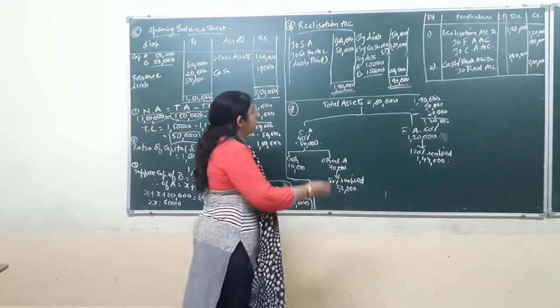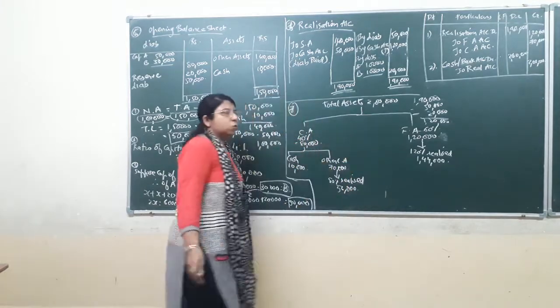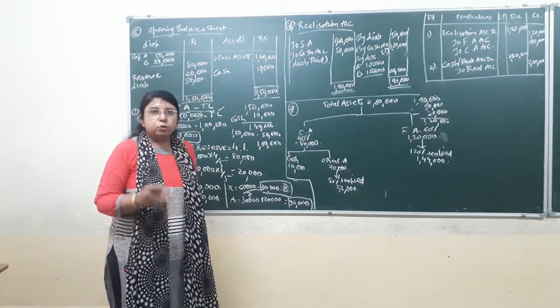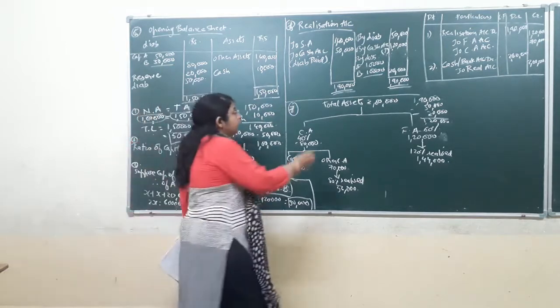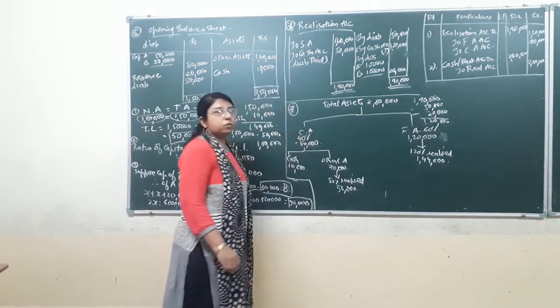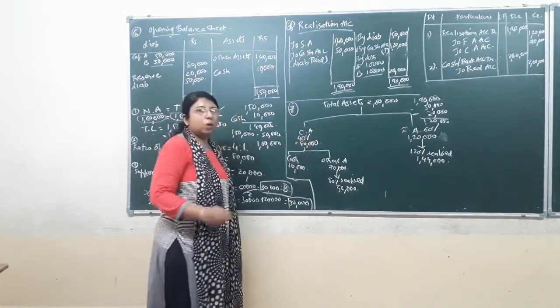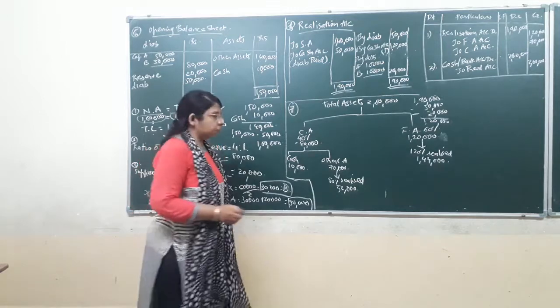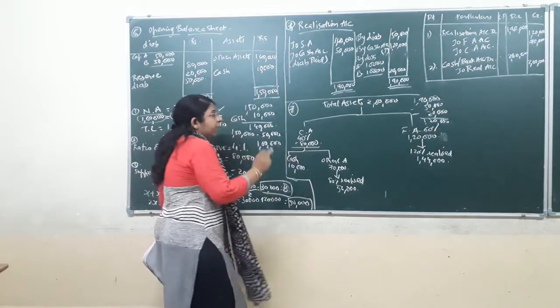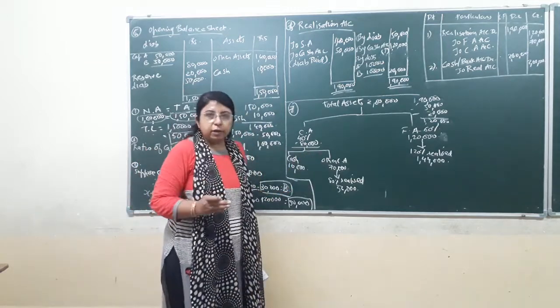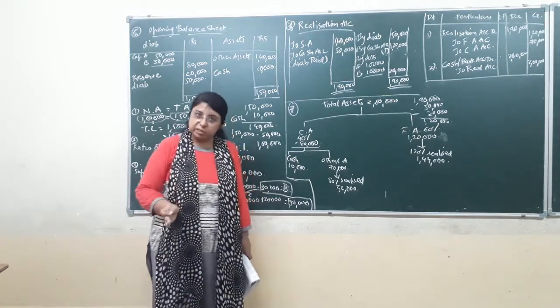Now you can see I have drawn a small table so that I divided the total assets into current assets and fixed assets. Total assets value that is given to you, that is 2 lakh. Out of that, current assets are 40%. So 40% of 2 lakh would come to 80,000. And if 40% is current assets, then 60% would be fixed assets.